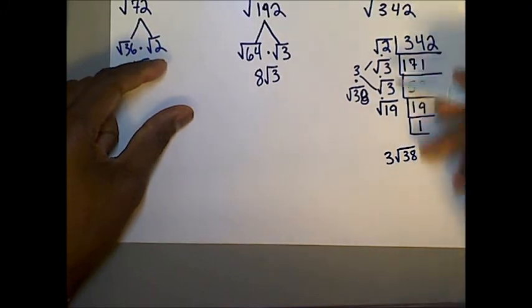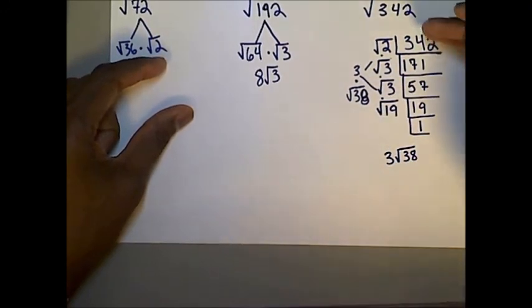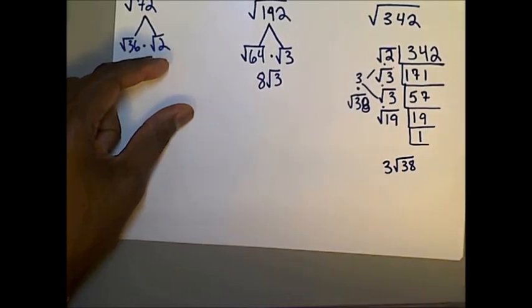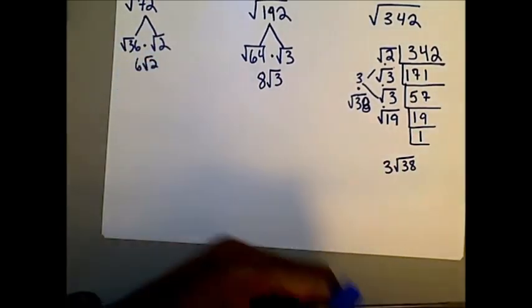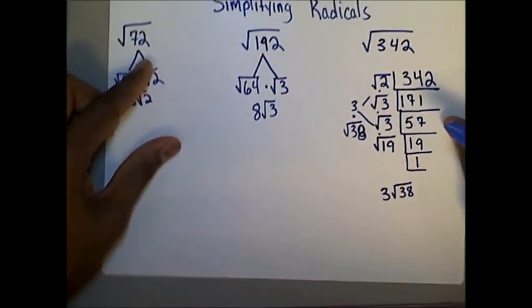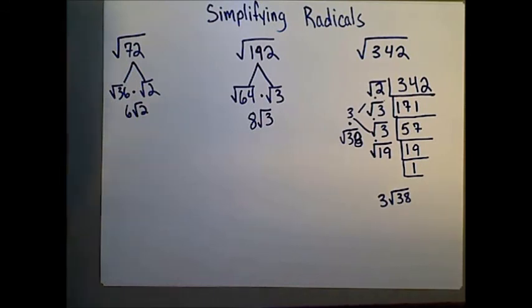But this example just kind of breaks down how to find the simplest form of the radical without having to know your perfect squares. I do suggest you learn your perfect squares because it will make your life a little bit easier. But regardless, this is how you simplify radicals.